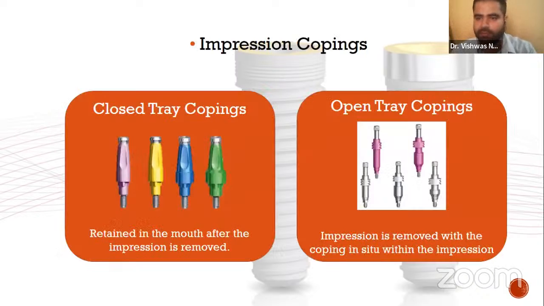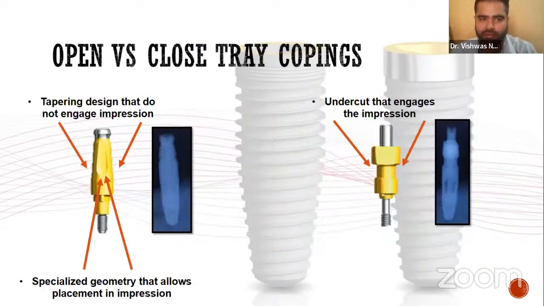Now we have the most important components, that are the impression copings. These can be either closed tray or open tray. Closed tray copings are retained in the mouth once the impression is removed, but the open tray copings are picked up into the impression once the impression is made. Comparing these two copings, the open tray has a tapering design that will help it to easily get free from the impression once it is set. Also, you can notice there is specialized geometry. This geometry will help you to replace these copings into the set impression once the impression is made. I'll be explaining that later.